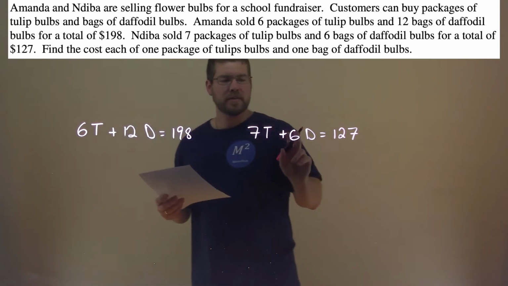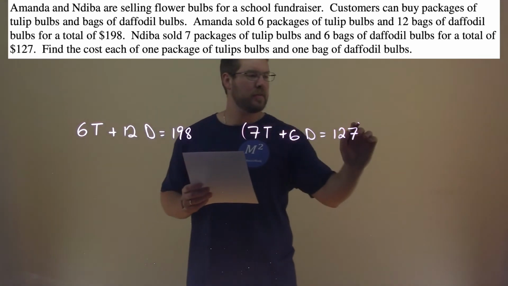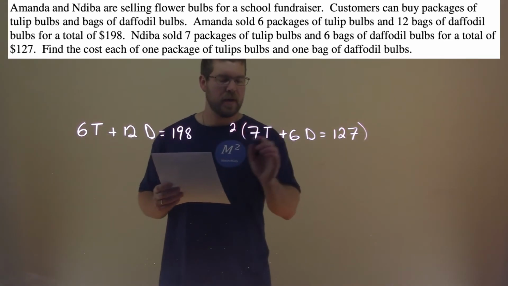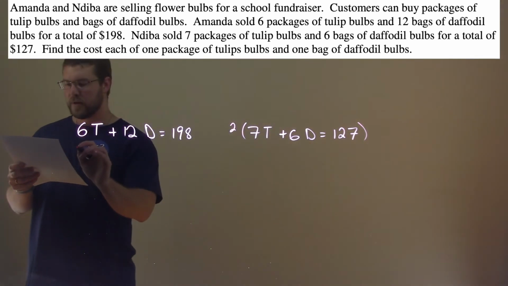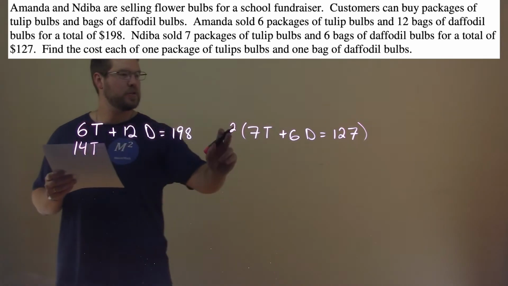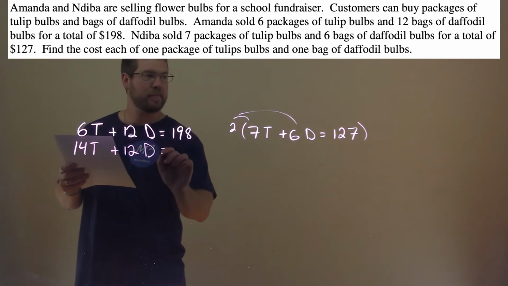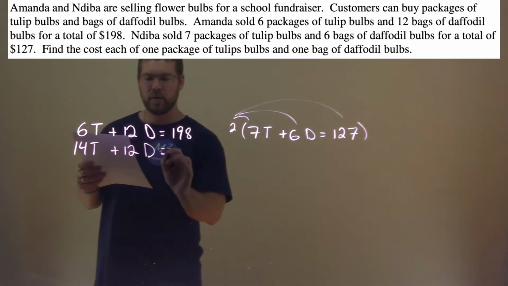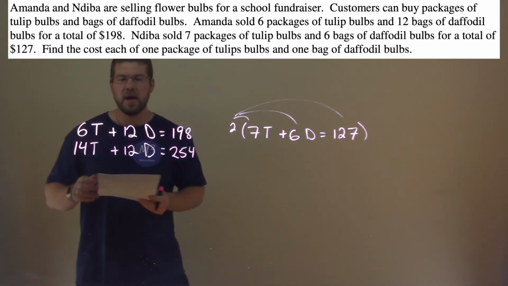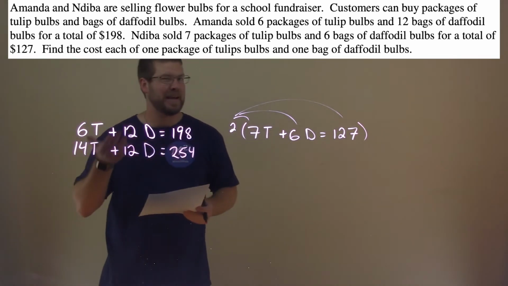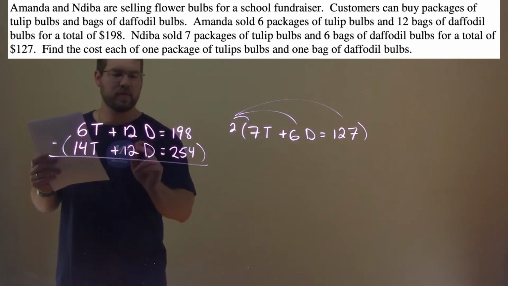Well, I notice here 6D and 12D, they're pretty close. If I multiply this top one by 2, I'm going to get, well, I'll put the answer here. So 2 times 7t is 14t. 2 times the 6d is 12d. And then 2 times 127 is 254. So I'm putting that right here. And I'm doing that because I can now solve this by elimination.